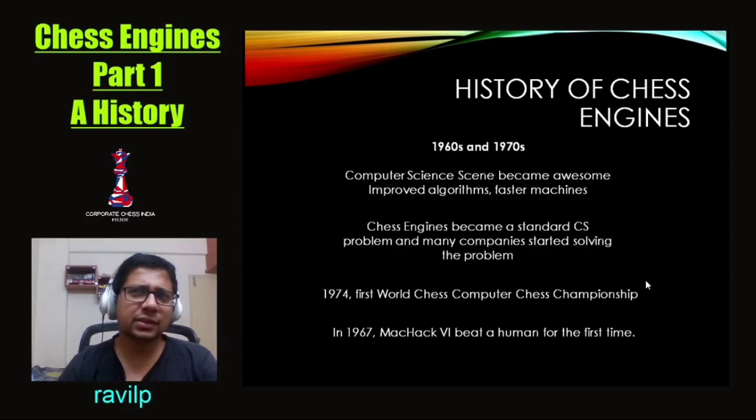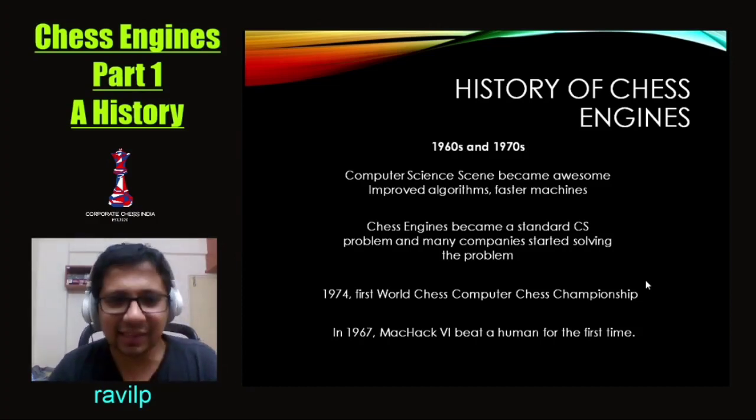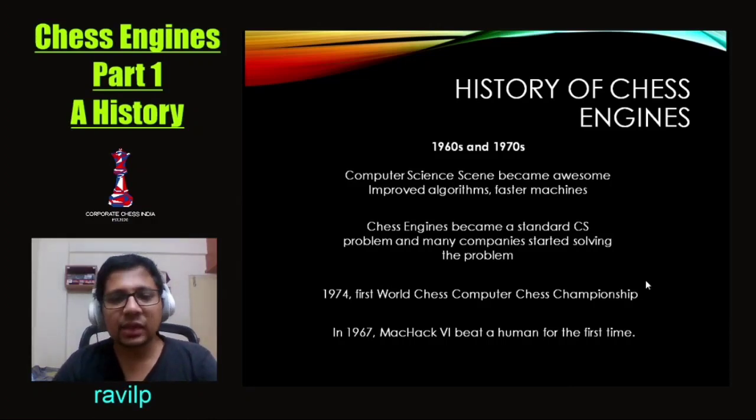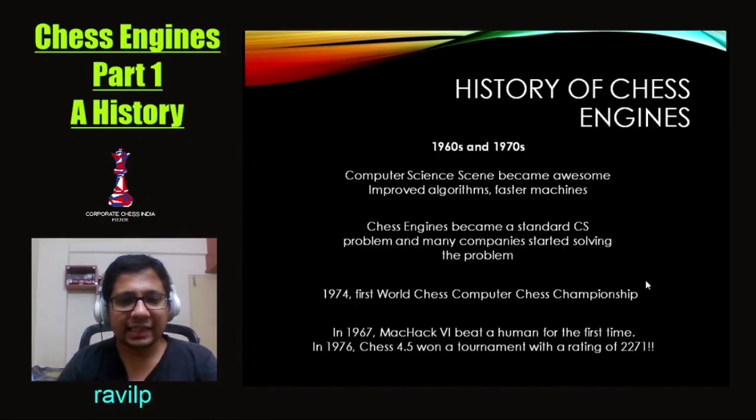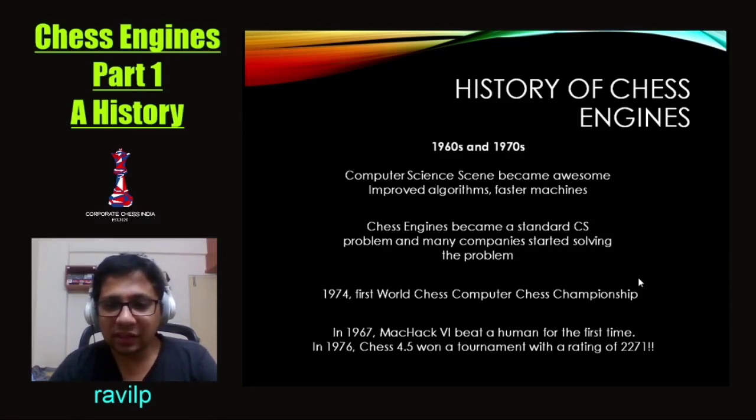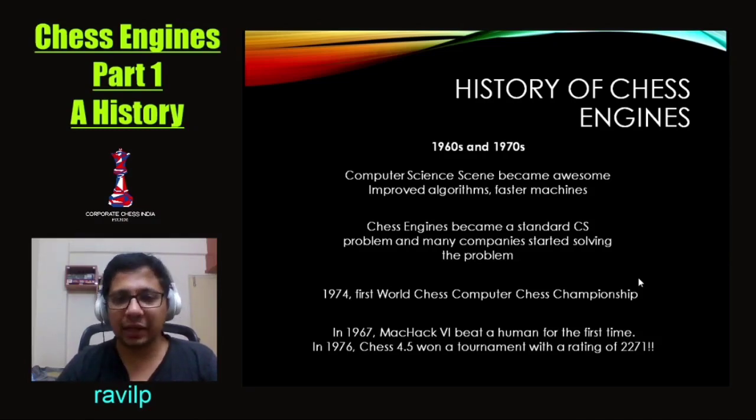The first time that a human actually lost to a computer in chess was back in 1967, when MacHack 6 was able to beat a human convincingly for the first time. And in 1976, a program called Chess 4.5 won a tournament with a rating of 2271, and it was able to beat a chess master in that tournament. A chess master would now be a titled player, as you know.